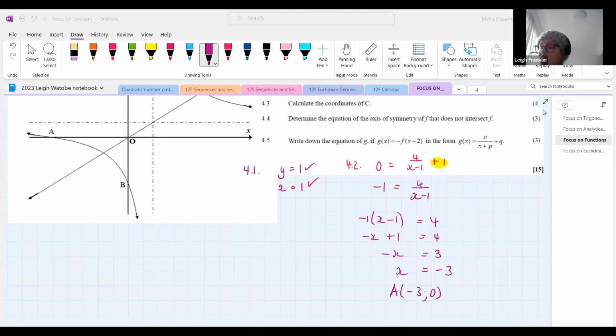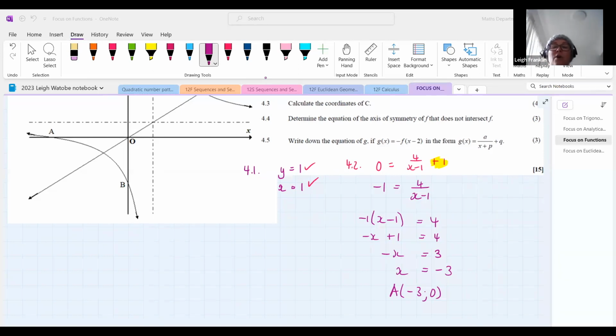Okay, so do your teachers at school tell you to do the same thing? Does Mr. S tell you to do the same thing, where you're taking that Q value over to the other side, changing its sign and then cross multiplying? Grade 11s? Yes, yes, he does. Okay, no, that is the best way to do it.